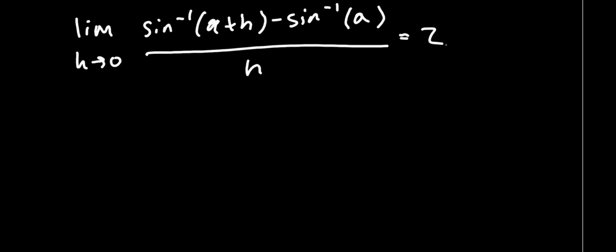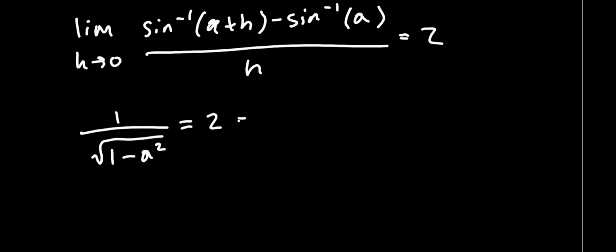Okay, so for this limit, what we're talking about is the structure of the derivative of arc sine. The derivative of arc sine is 1 over the square root of 1 minus x squared. And in this case, we have a squared as our value we plugged in. So a is just some random value. So we're going to set 1 over the square root of 1 minus a squared equal to 2.